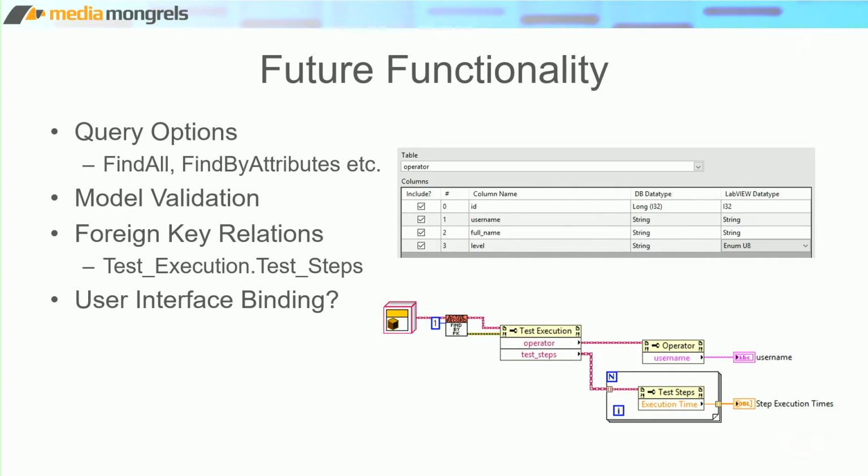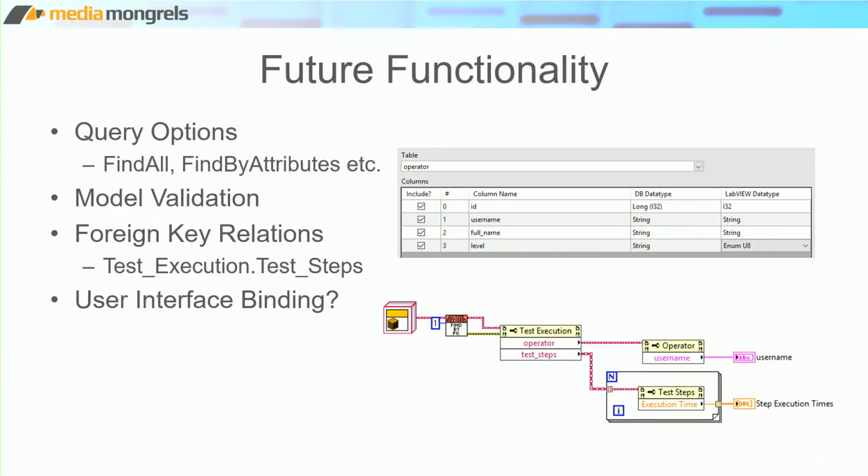Also implementing foreign key relations, so basically saying, retrieve a test execution that has multiple test steps, and from there, pull out the sum of the execution time. It's that kind of thing that makes this more powerful, rather than having to say, I want this, but it's also on this, so I've got to join these. Having that functionality built into the library would be quite nice.